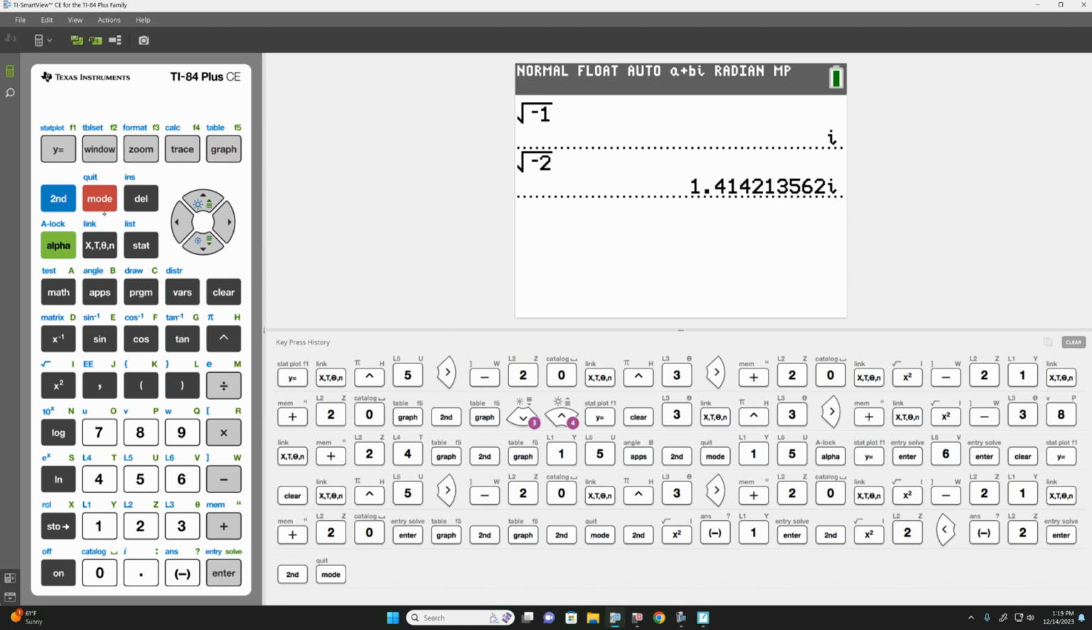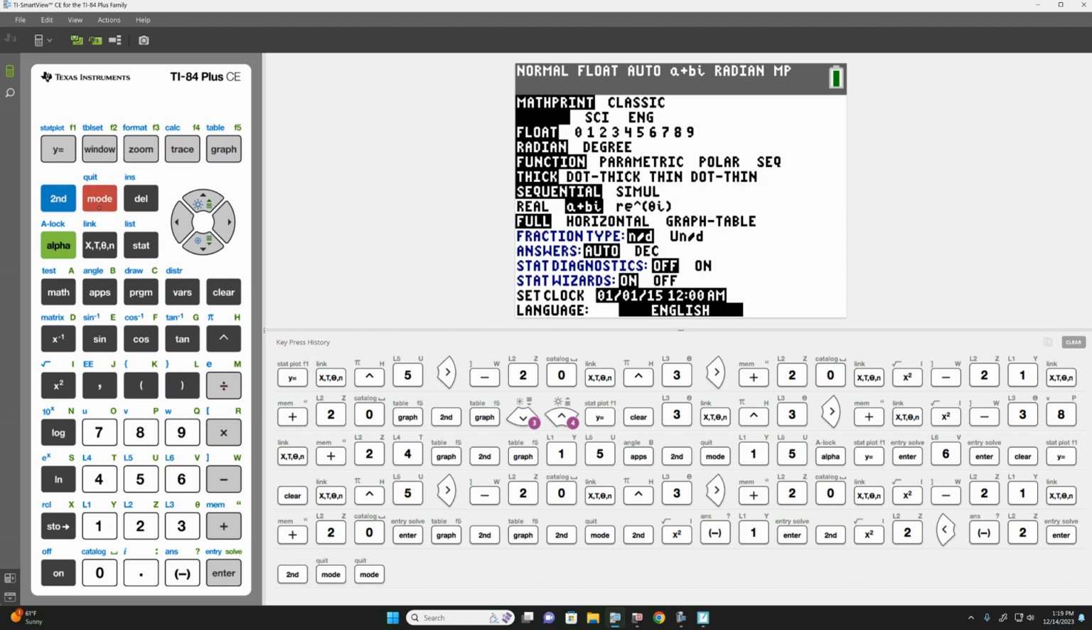Hit mode. Halfway down the screen, does it say a plus bi, is it in bold or in a black box? It says real. So if real is the one that has the box around it, you need to scroll down and go over to a plus bi and hit enter. And then second quit and try it again.